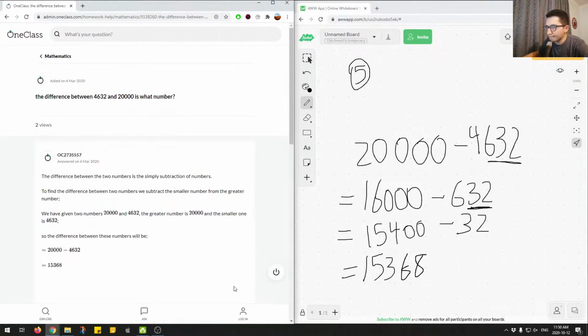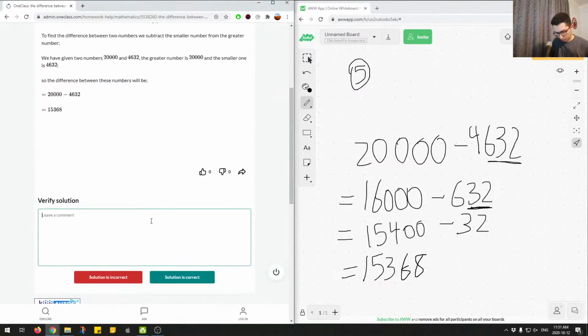So let's double check this with a calculator. 20,000 minus 4,632. 15,368. That's correct. So correct answer. Great job. And we'll mark this as correct.